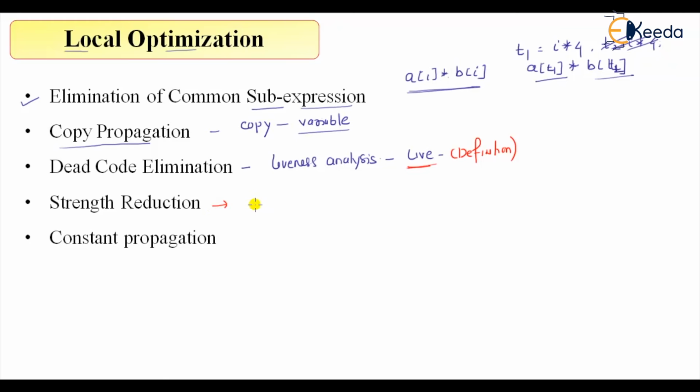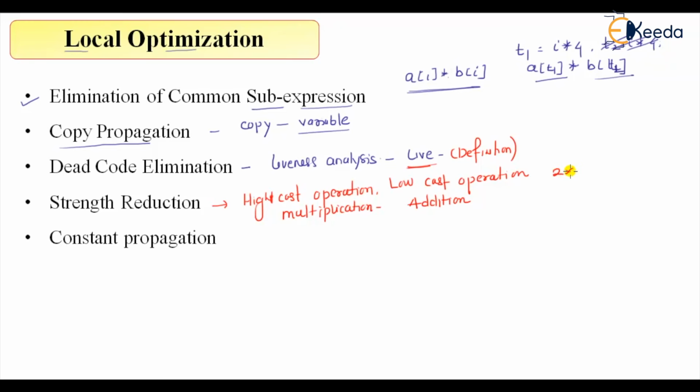Strength reduction is a common example where we replace a high cost operation with a comparatively low cost operation. So that is strength reduction, and we can replace a multiplication operation by addition. That is one category of strength reduction.